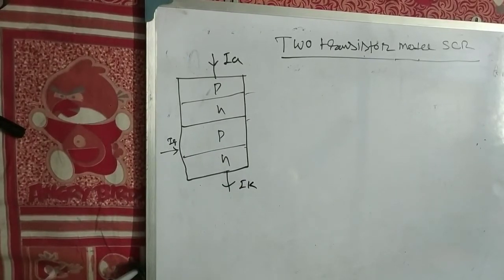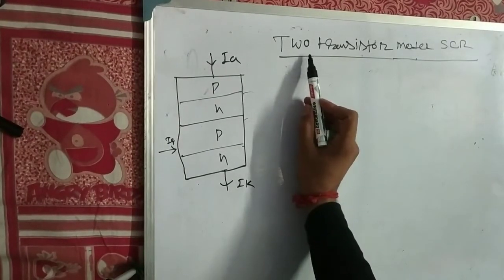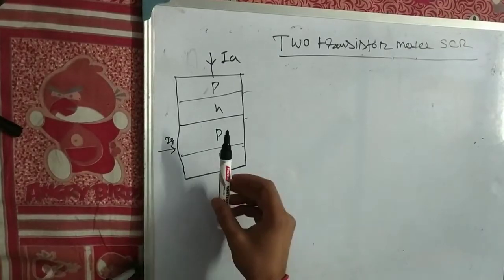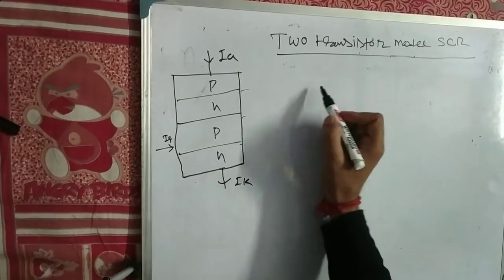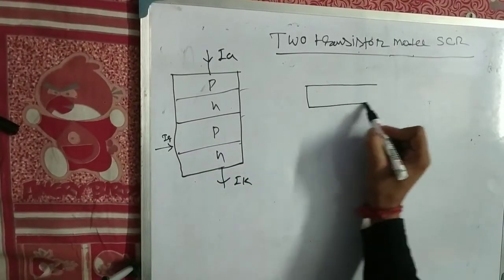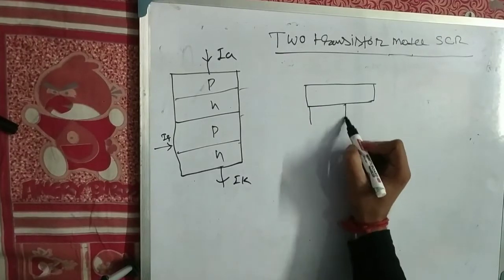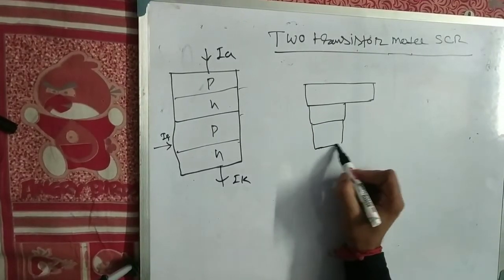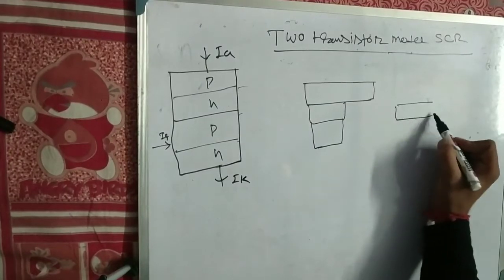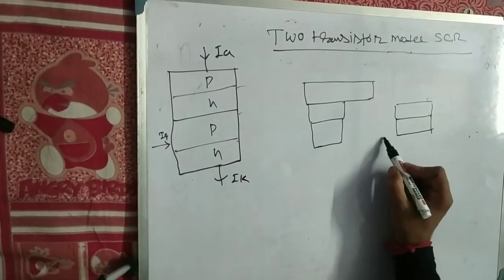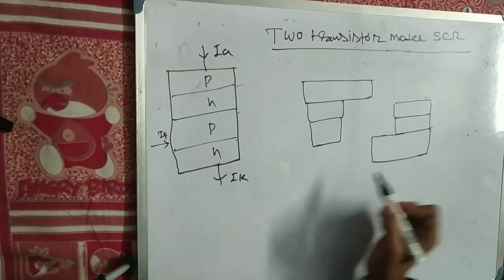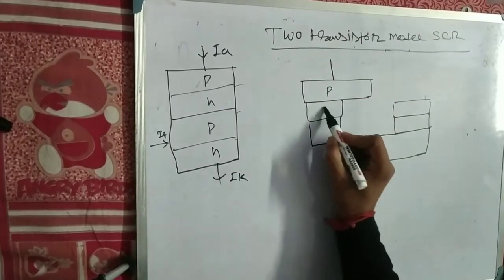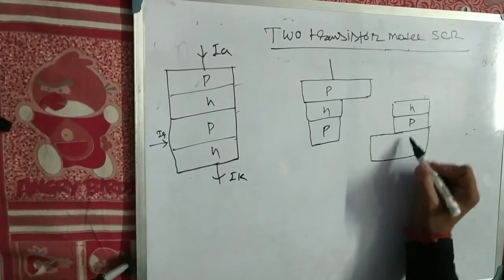Now we study the inner model of the SCR. From this topic we can see the two transistor model, which means we can break the SCR into two transistors. Here we can see a PNP and an NPN. So how do we break it? We can write this as P, N, P, and this as N, P, N. So this is a PNP transistor and this is an NPN transistor.